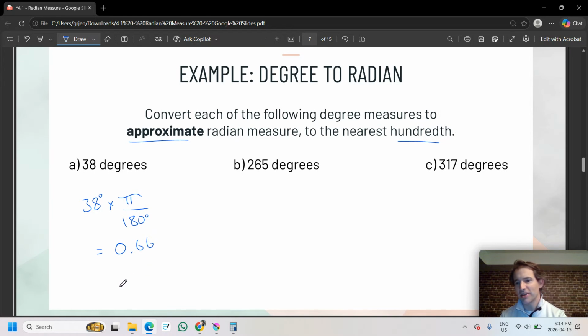Oh man, I wish we did 39 degrees. I bet that would be 0.67. No, it would be like 38.5 or something.